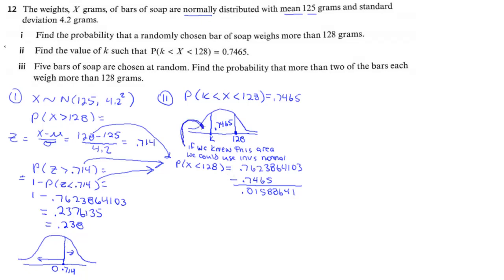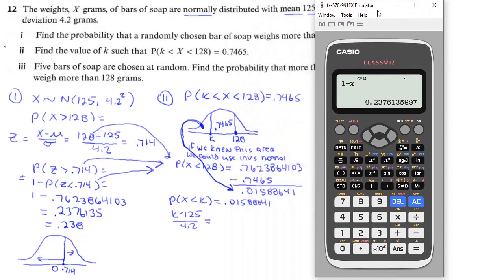And so now what I'm going to do is write my probability statement. The probability that x is less than k is going to equal 0.01588641. And now I'm going to change these into z-scores, so it's going to be (k minus 125) over 4.2. And the z-score that matches up with this is obviously going to be negative because it's way over here on this side, but we're going to do inverse normal, and we're going to put in 0.015 blah, blah, blah.